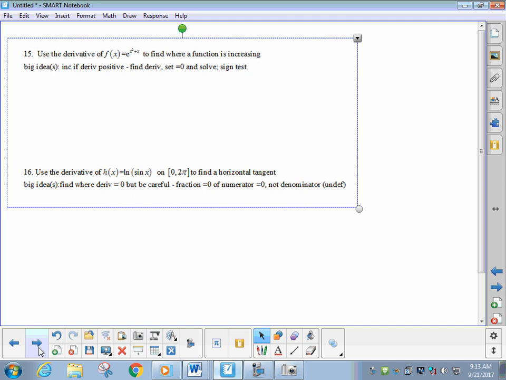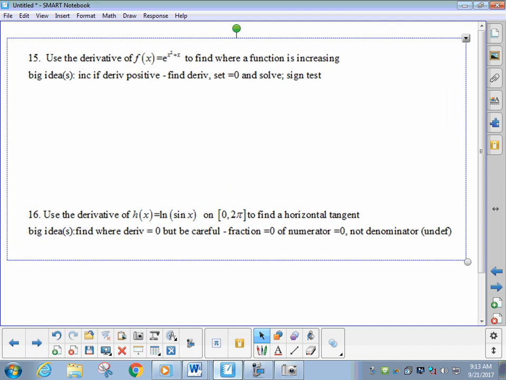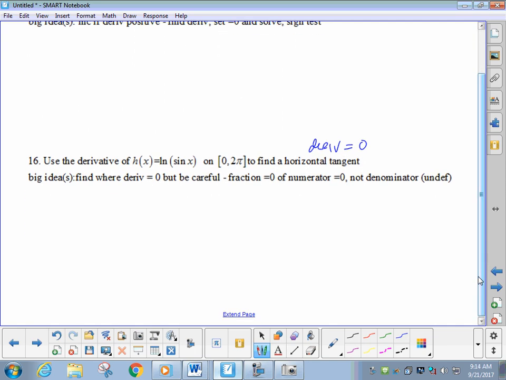So 16, horizontal tangent. Remember, horizontal tangent means where the derivative is 0. So I need to take the derivative, then find where it's 0. So I really have 2 issues, calculus issue, then the pre-calculus issue of solving it. Let's start with the derivative.